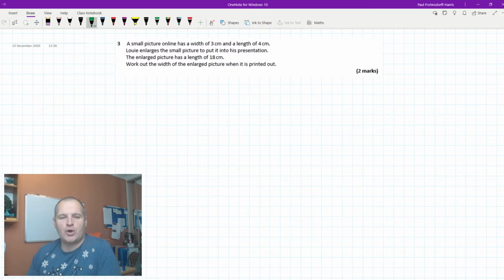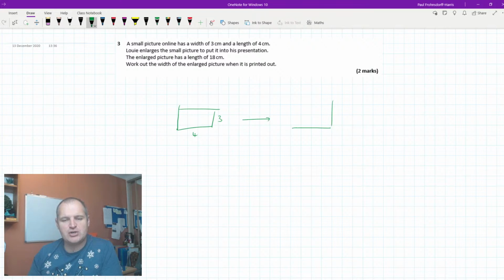A small picture online has a width of 3 centimetres and a length of 4 centimetres. Now, we don't know that the picture is a rectangle, but I think it makes sense to imagine a small rectangle which is 3 by 4. And Louis enlarges the small picture to put it in his presentation. The enlarged picture has a length of 18.